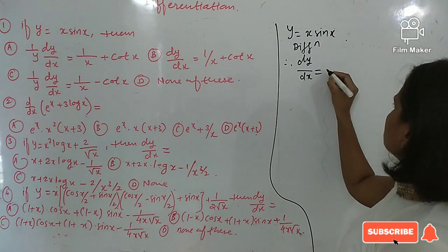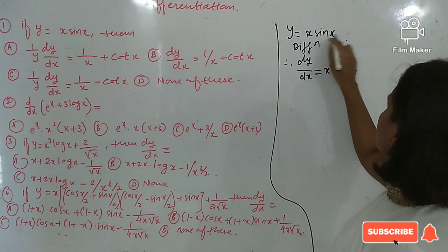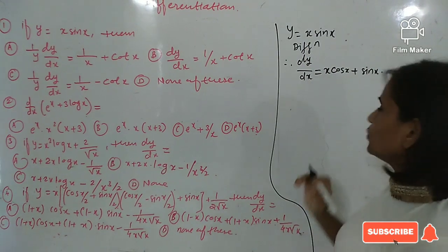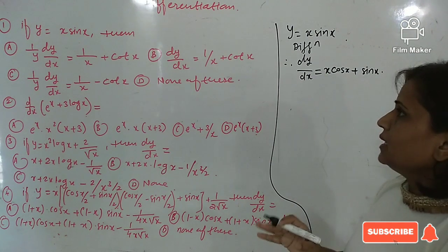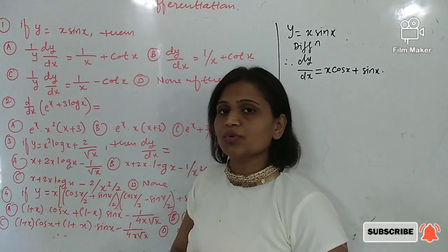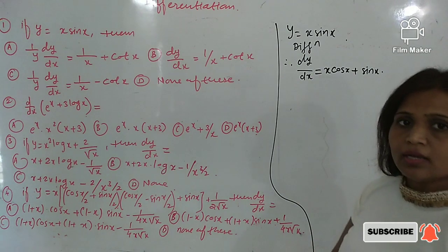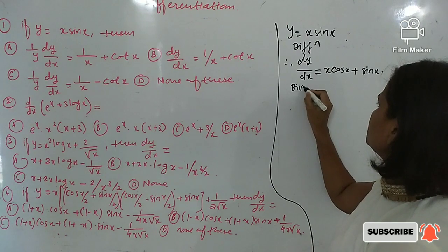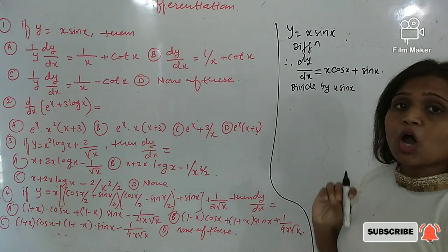Therefore x is a constant, the derivative of sin x is cos x, plus sin x is a constant and the derivative of x with respect to x is 1. This is the value of dy by dx, but all the options are given in terms of cot only. So we have to convert this expression into cot, and for that we divide by x into sin x.